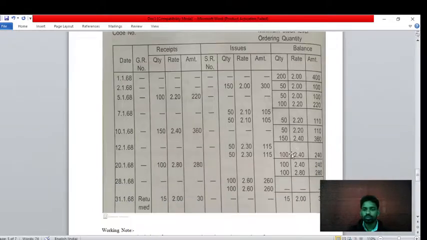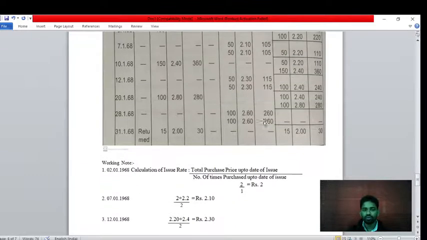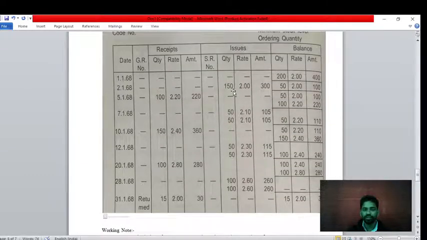So this 2 rupees will be the total purchase price up to date, and the number of times purchased up to date is only one time, the issue purchased. So 2 divided by 1 is equal to 2. At this rupee 2 rate we have to issue 150 units. On 2nd January 1968, they are issuing 150 units, the rate is 2, and the amount is 300. 150 into 2, it's 300.